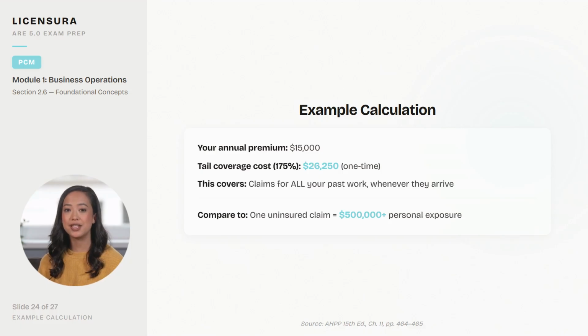Let's talk about cost, because this is where people get surprised. Tail coverage typically costs 150 to 200% of your last annual premium as a one-time payment. So if you're paying $15,000 a year, your tail might cost around $26,250, paid once. Why so much? Because the insurer is taking on open-ended risk with no future premium income from you. But compare that $26,250 to the alternative. One uninsured claim could easily exceed $500,000 in personal exposure. In that light, the tail coverage is a bargain.